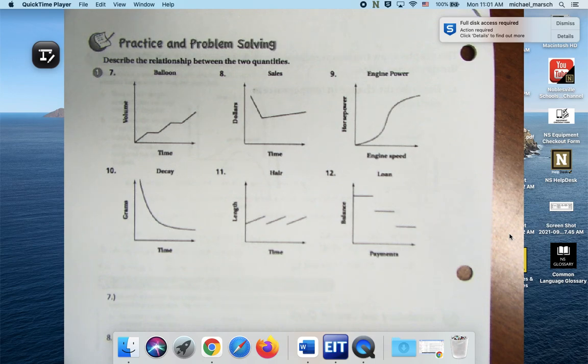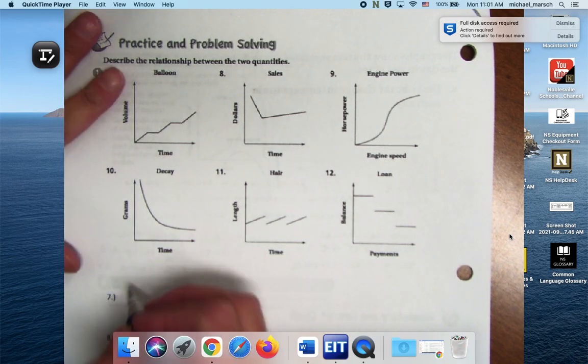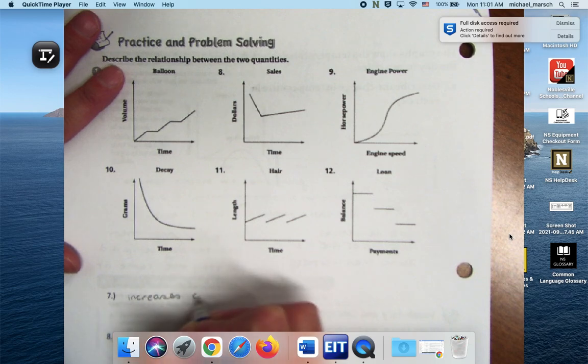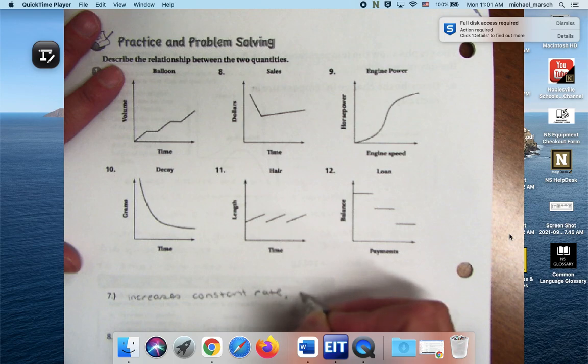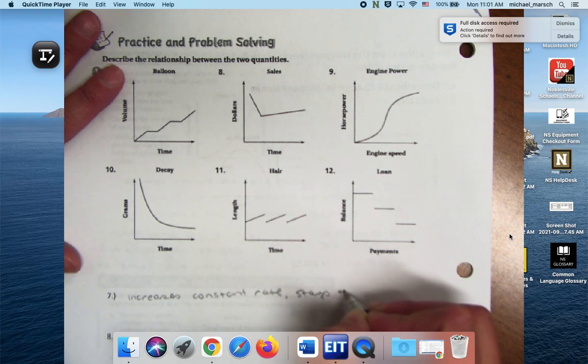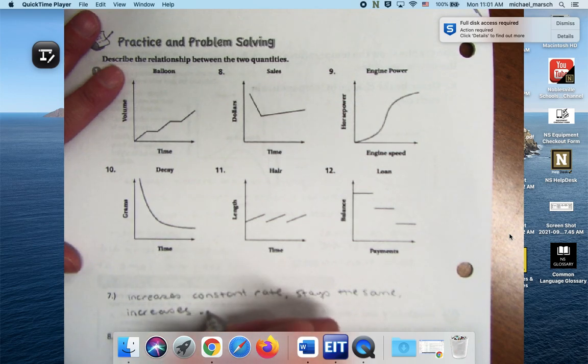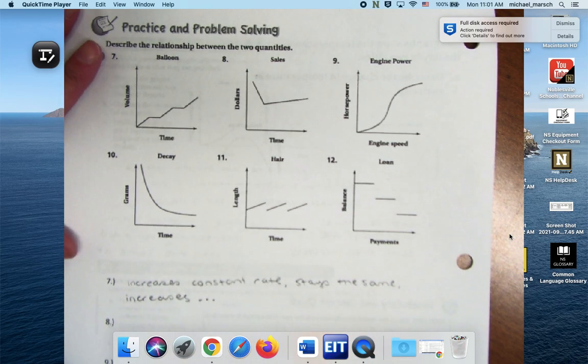Right. Isn't that what happens when you blow up a balloon? You blow up the balloon, then you take a breath. So it's the same for a little bit, and then you blow up the balloon some more. Right? So we could say increases at a constant rate. Stays the same. Increases. And then I'm just going to put dot, dot, dot, because it's just going to continue over and over again.